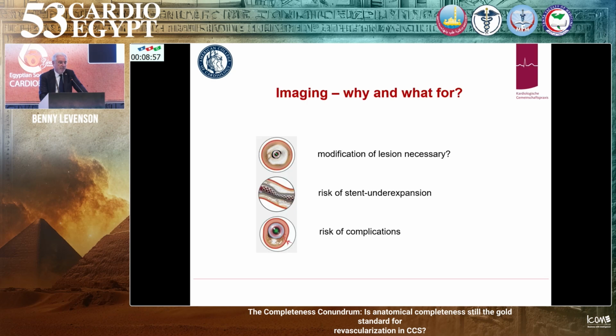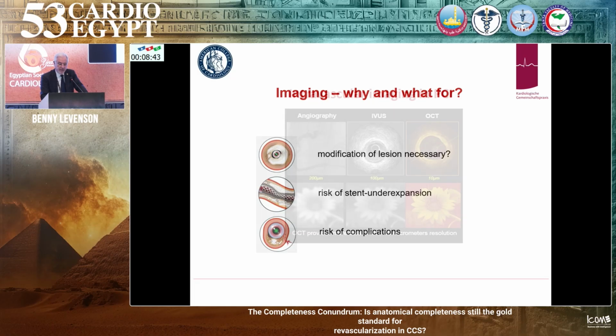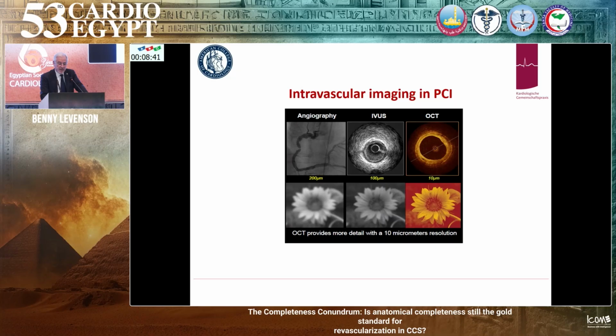By imaging. You just saw the beautiful pictures about imaging. And why and what for imaging? Modification of lesion necessary? Yes. Risk of stent underexpansion? Yes. Risk of complications? Yes. It's important to have good images. And intravascular imaging in PCI is IVUS and OCT. In the bottom part of the picture, you see how beautiful this flower develops the more invasive you go in imaging.